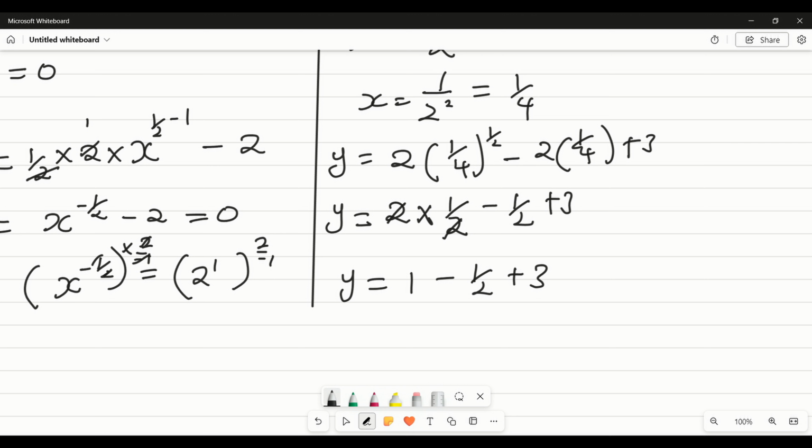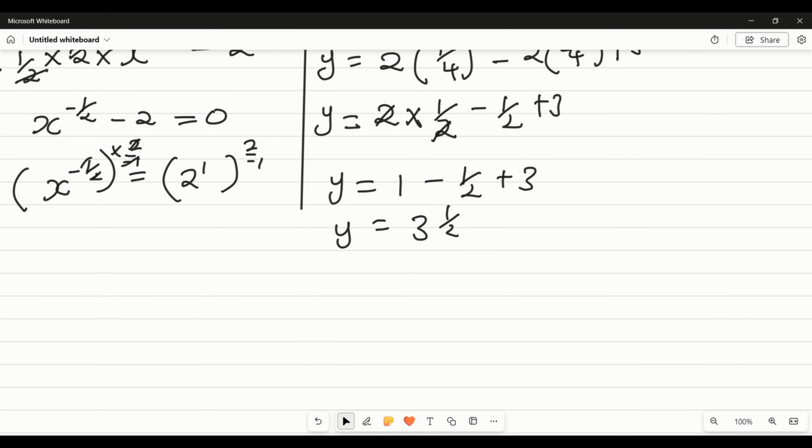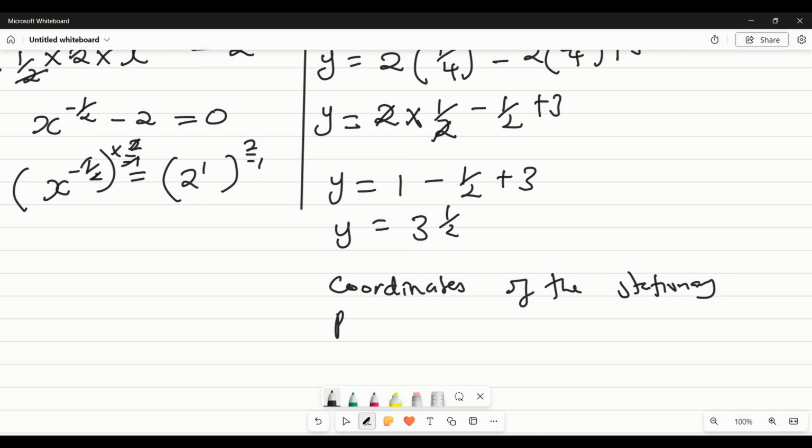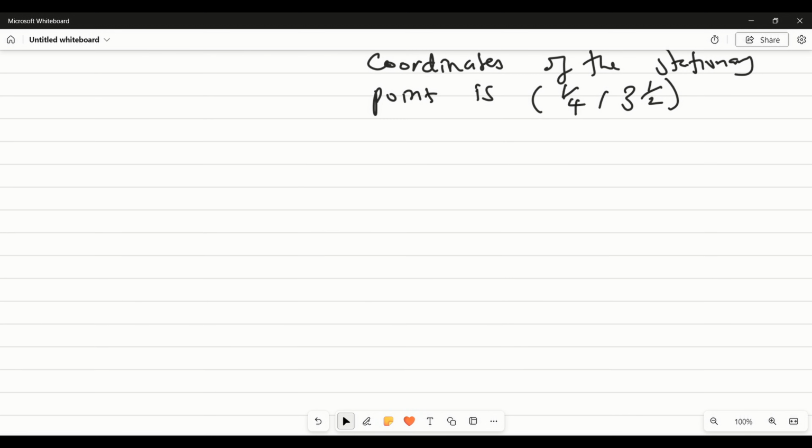So the coordinates of the stationary point are a quarter, the x coordinate, and then the y coordinate is 3.5. So that is it. Now let's go to question number 10D.